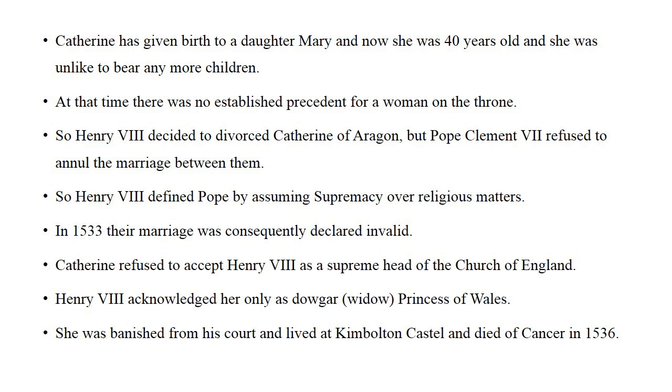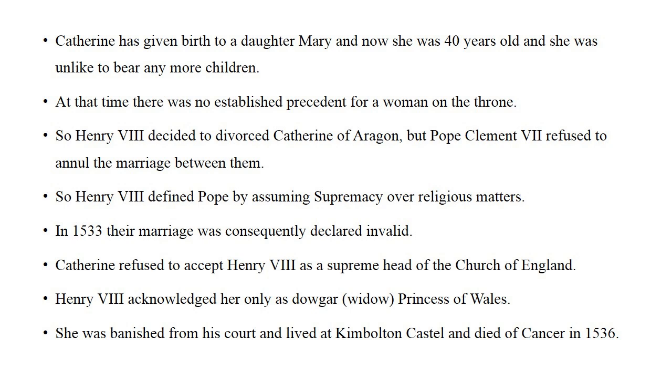Catherine, in her 20 years of married life, gave birth to a daughter, Mary, to Henry VIII. And now she has become old, a 40-year-old woman. She doesn't want to bear any more children. At that time, there was no established precedent for a woman on the throne. So Henry decided to divorce Catherine of Aragon, but Pope Clement VII refused to annul the marriage between them.